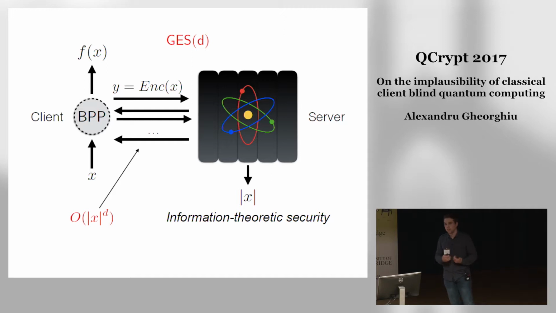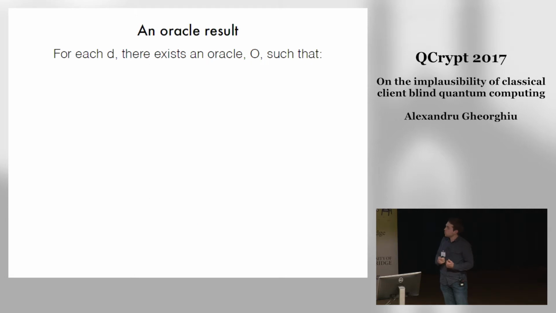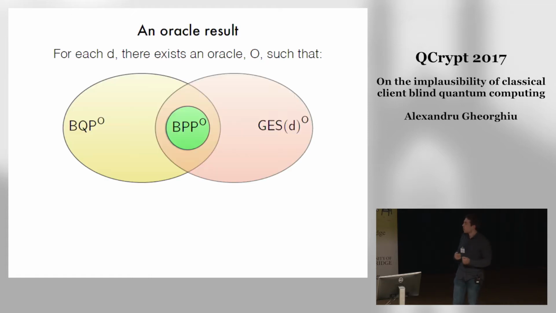And in this case, we can define the class GES of d for all those functions which admit such a scheme. And then, of course, GES itself would be a union over all exponents of the polynomials, so all possible exponents. Okay, so if we do this, then we can actually show that for each such exponent d, there exists an oracle, and this oracle will depend on d itself, such that relative to this oracle, so given this black box, BQP is different from GES of d.